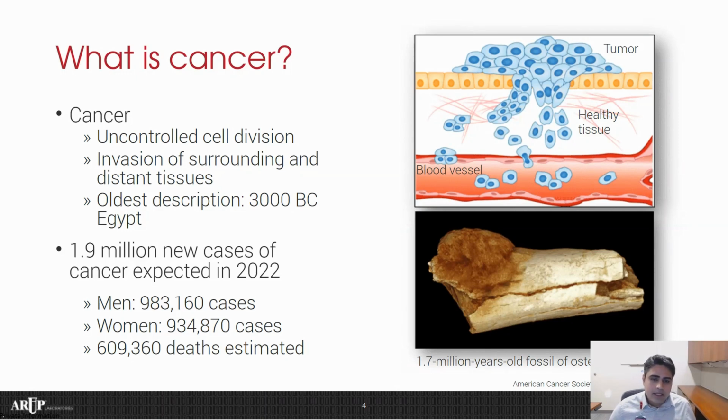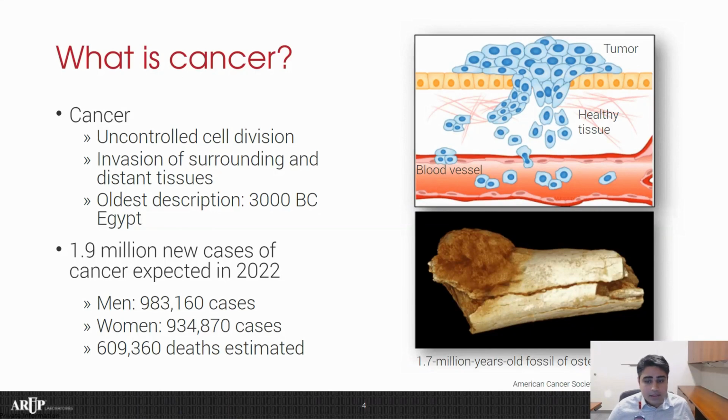As far as the description of cancer is concerned, the oldest description can be found in Egyptian literature around 3000 BC. And more recently, archaeologists in South Africa have found a 1.7 million years old fossil of osteosarcoma, which is considered to be the oldest evidence of human cancer.